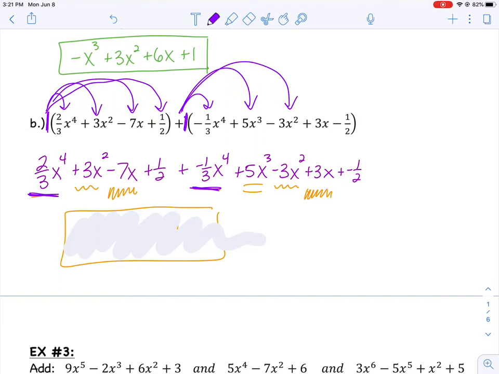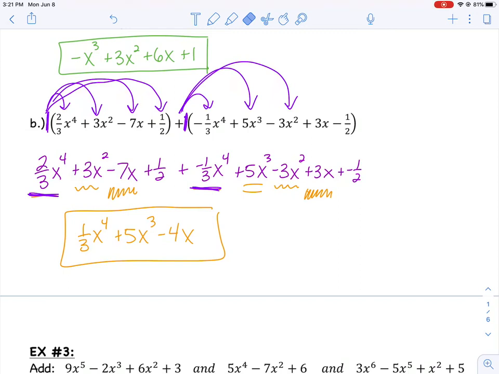And now, this one's a little bit tricky because it has fractions. If you remember from your previous math classes, when we add and subtract fractions, we need to make sure that we have a common denominator. Well, it's kind of nice here that we already have a common denominator. So if I have a 2/3 plus a -1/3, or 2/3 minus 1/3, you should end up just getting a 1/3 x to the 4th.